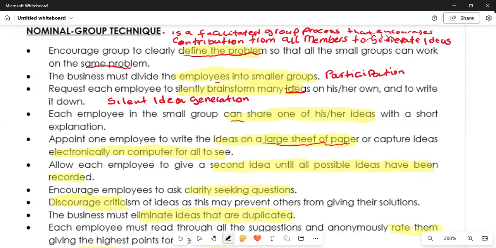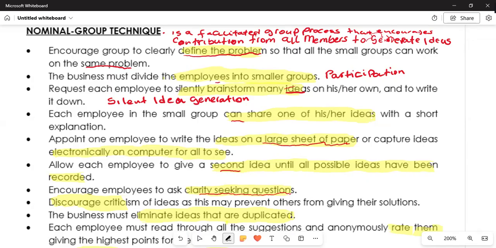Now allow each employee to give a second idea until all possible ideas have been recorded. So employees are to be given what? The chances until all the ideas have been recorded. That is very important. Encourage employees to ask clarity-seeking questions where they seem to not understand certain points that were raised.